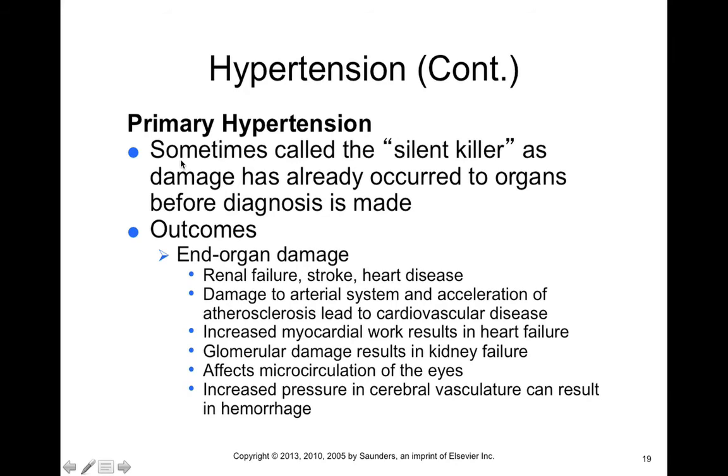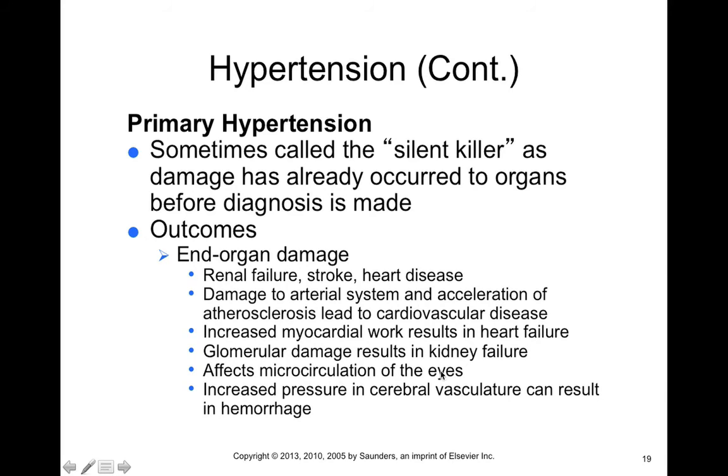Now, we can call primary hypertension the silent killer because typically you won't have any signs or symptoms until there's already some organ damage that's occurred. So the outcomes of primary hypertension could be things like end organ damage, such as renal failure, stroke, heart disease. And so we won't have any signs and symptoms of these necessarily until the damage is done to those organs. Now, damage to the arterial system can accelerate atherosclerosis and lead to cardiovascular disease. This can also increase myocardial work, which can result in heart failure. Glomerular damage results in kidney failure.